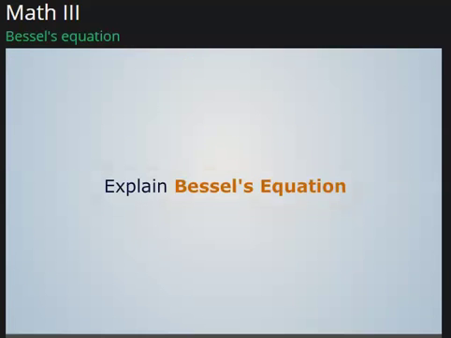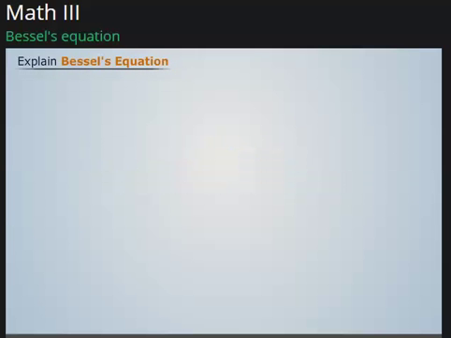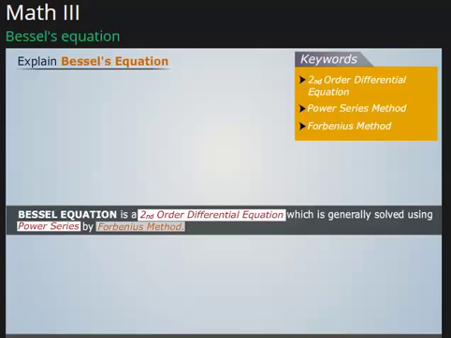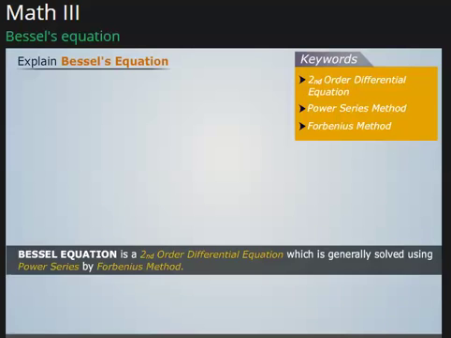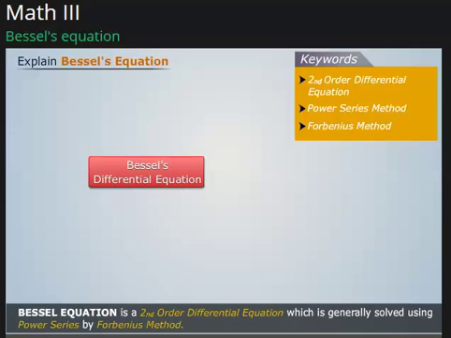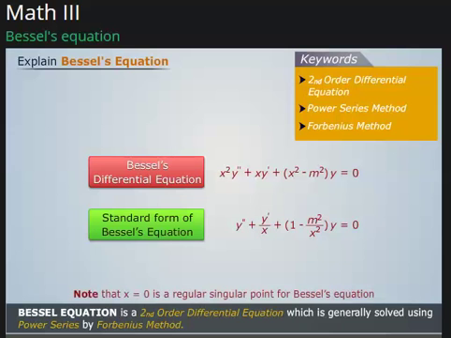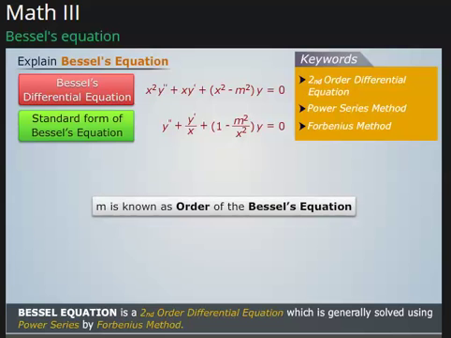Explain Bessel's equation. Bessel equation is a second-order differential equation which is generally solved using power series by Frobenius method. Bessel's differential equation is written as. In standard form, the equation can be written as. Note that x is equal to 0 is a regular singular point for Bessel's equation. m is known as order of the Bessel's equation.